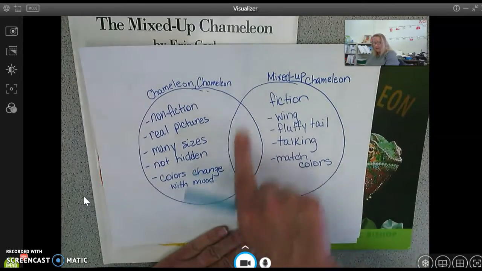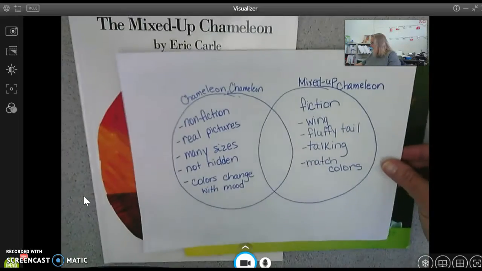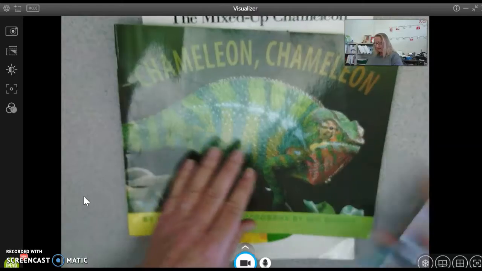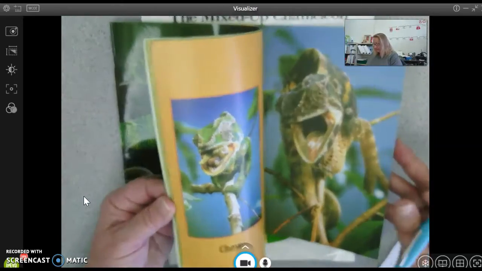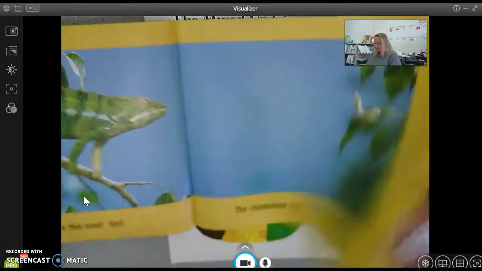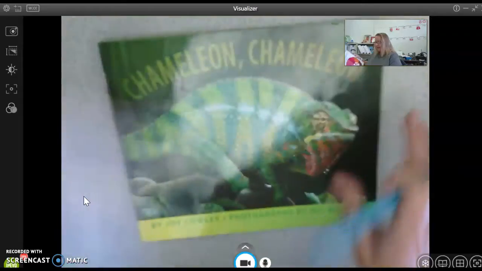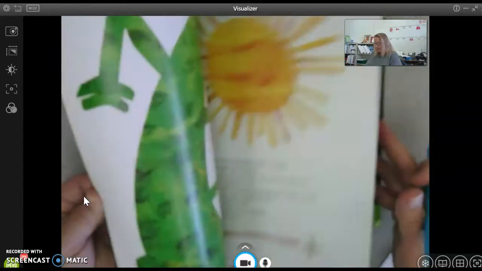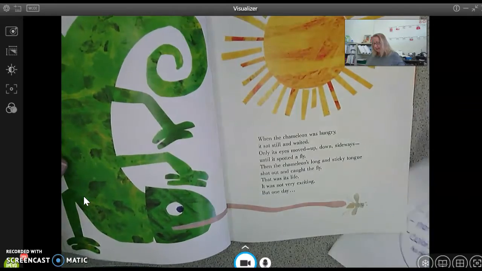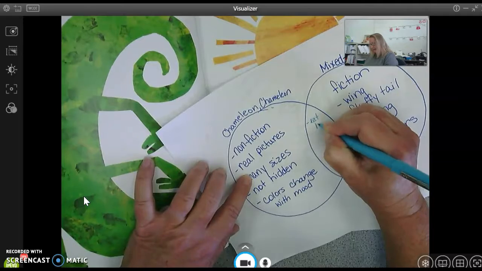So we are going to finish this middle part right here on how the two stories were alike. Okay, can you think of some of the things from the stories? So let's look through some of the pages. Do you remember this one? This one was a big one. What was this one? Oh, yeah, look. They ate bugs. And then the Mixed Up Chameleon, the story, look, were they eating bugs? Is that the same in both the stories? Yeah, so we're going to say eat bugs.